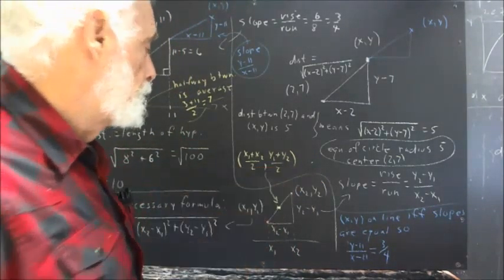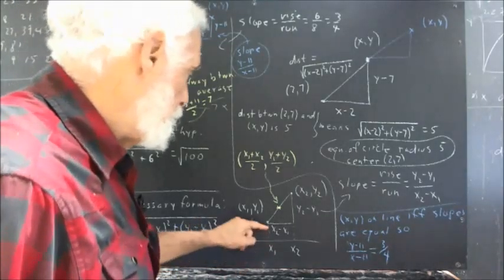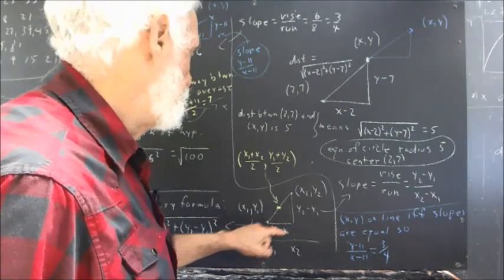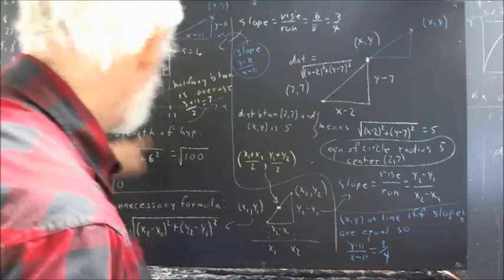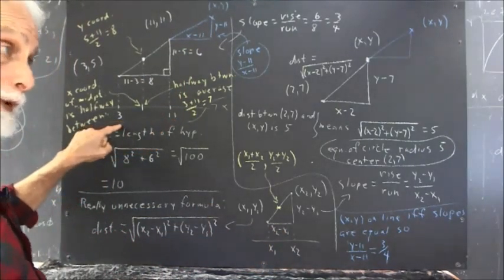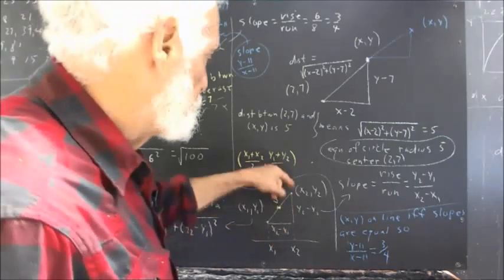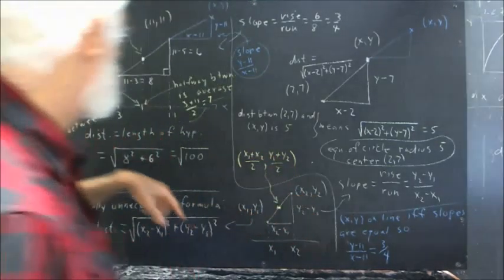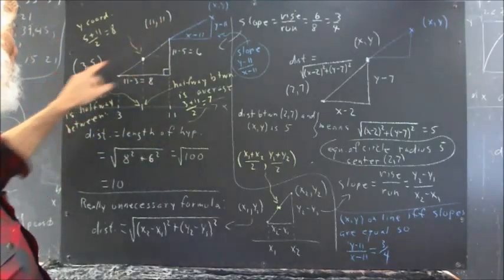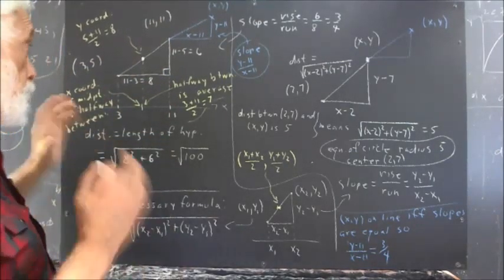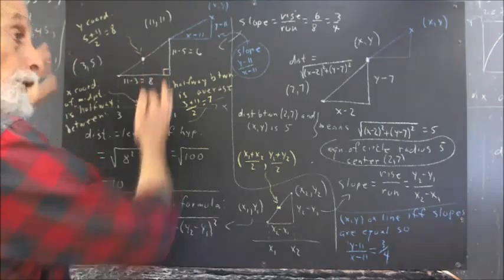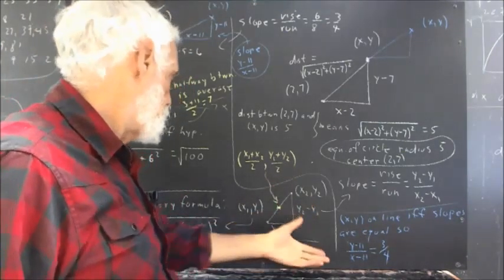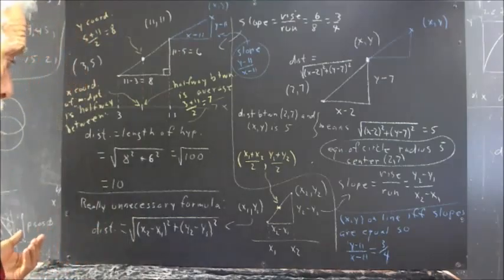Having drawn this and knowing that this run, from here to here, is going to be x2 minus x1, for the same reason it was 11 minus 3 up here, and that this one is going to be y2 minus y1, this coordinate minus this coordinate, for the same reason it was 11 minus 5 up here, a reason that you will understand if you draw this picture. Then you can write down this formula.